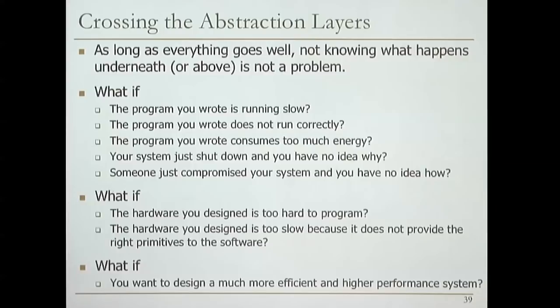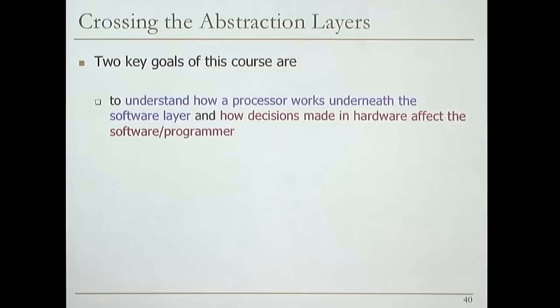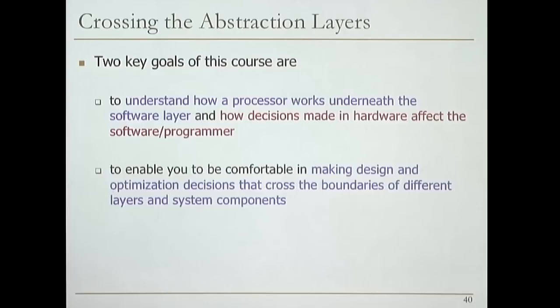So two key goals of this course are to understand how a processor works underneath the software layer. And when I say a processor, it's really a processing system. It's not just the processor. It's the memory. It's the storage hierarchy. It's the interconnect. And how decisions made in hardware affect the software and the programmer. And to enable you to be comfortable in making design and optimization decisions that cross the boundaries of these different layers and system components. So that cross-boundary and cross-system-component thinking is going to be very important.